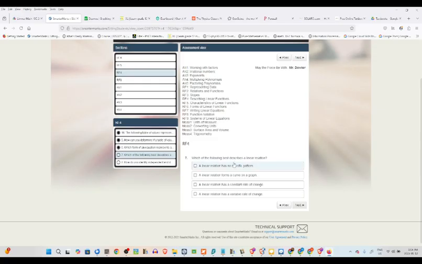So which best describes a linear relation? Well, it will have a specific pattern. It will not curve. So it's a constant rate of change. The variable rate of change is the only other contender there, but that would not be linear if the rate of change of the slope is variable.